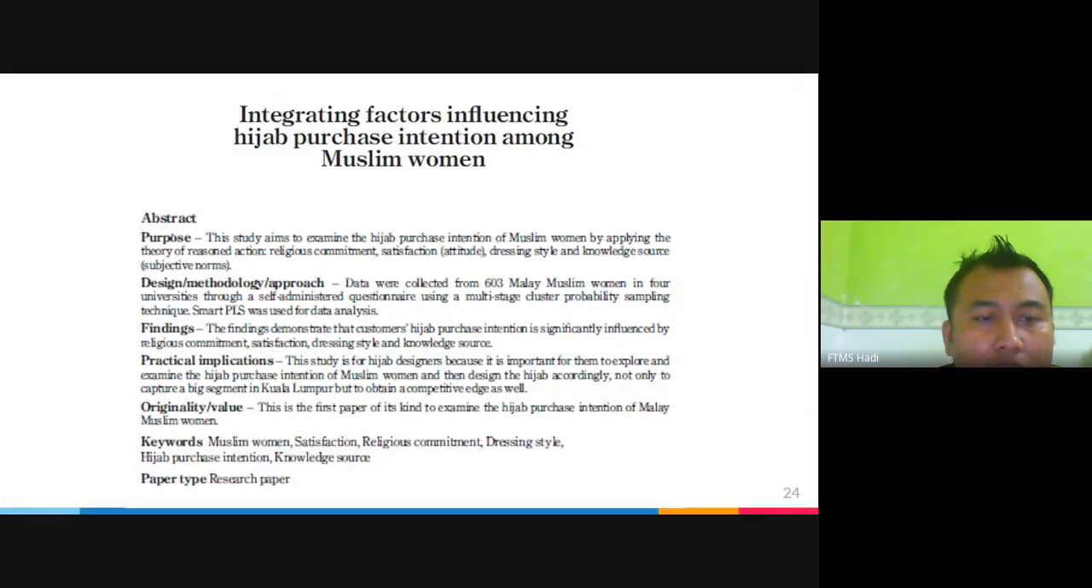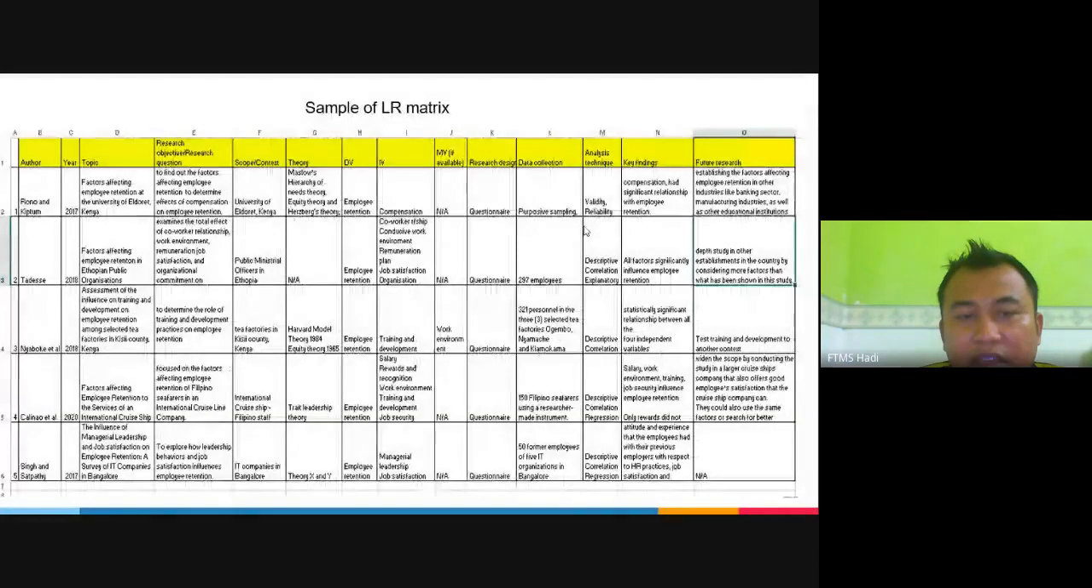You see the purpose here. This purpose is related to the objective. It aims to examine the hijab purchase intention of Muslim women. That's it. So you just put this into the literature matrix, in the research objective. Okay, I think I should do this one.